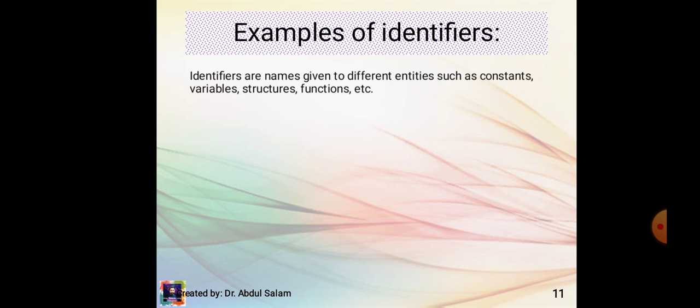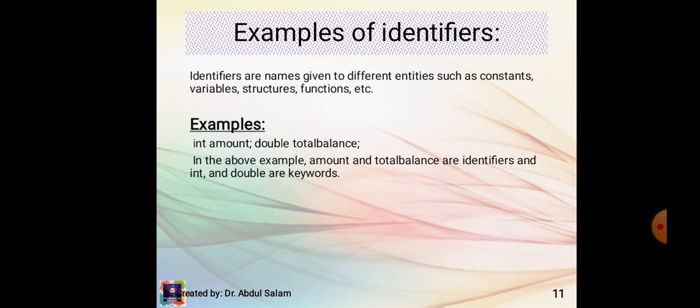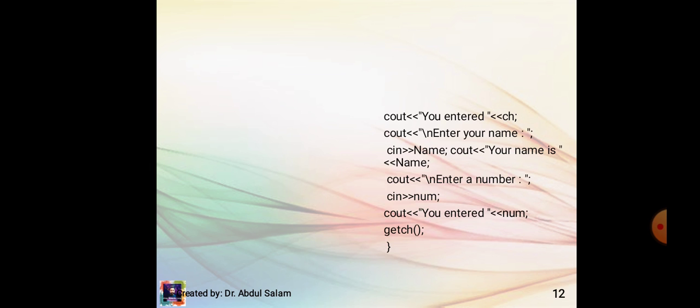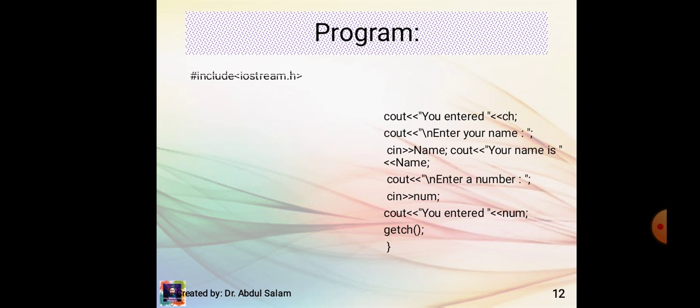Here are some examples of identifiers. Identifiers are names given to different entities such as constants, variables, structures, and functions, etc. For example, int amount, double total balance. In the above example, amount and total balance are identifiers, and int and double are keywords. So it is a program.